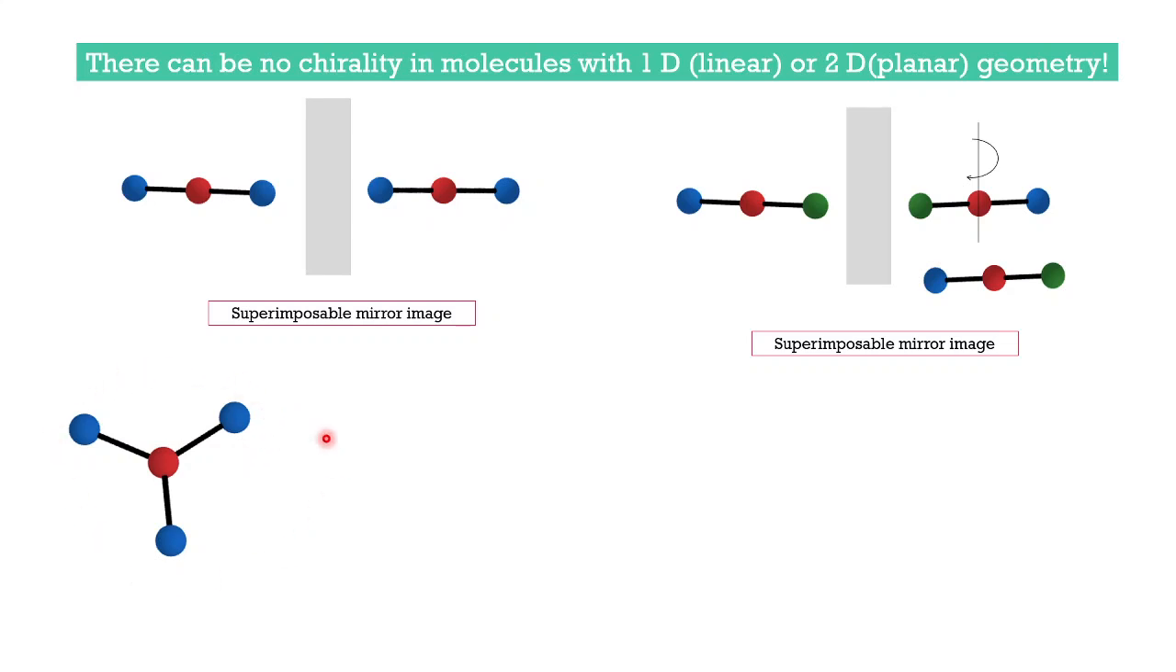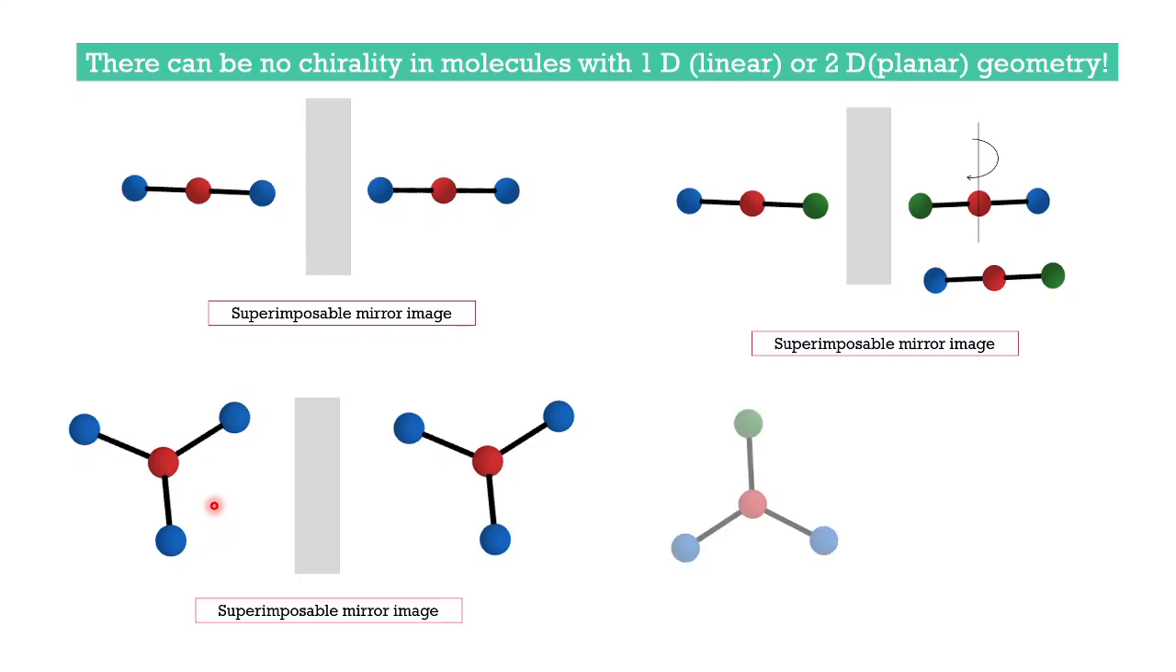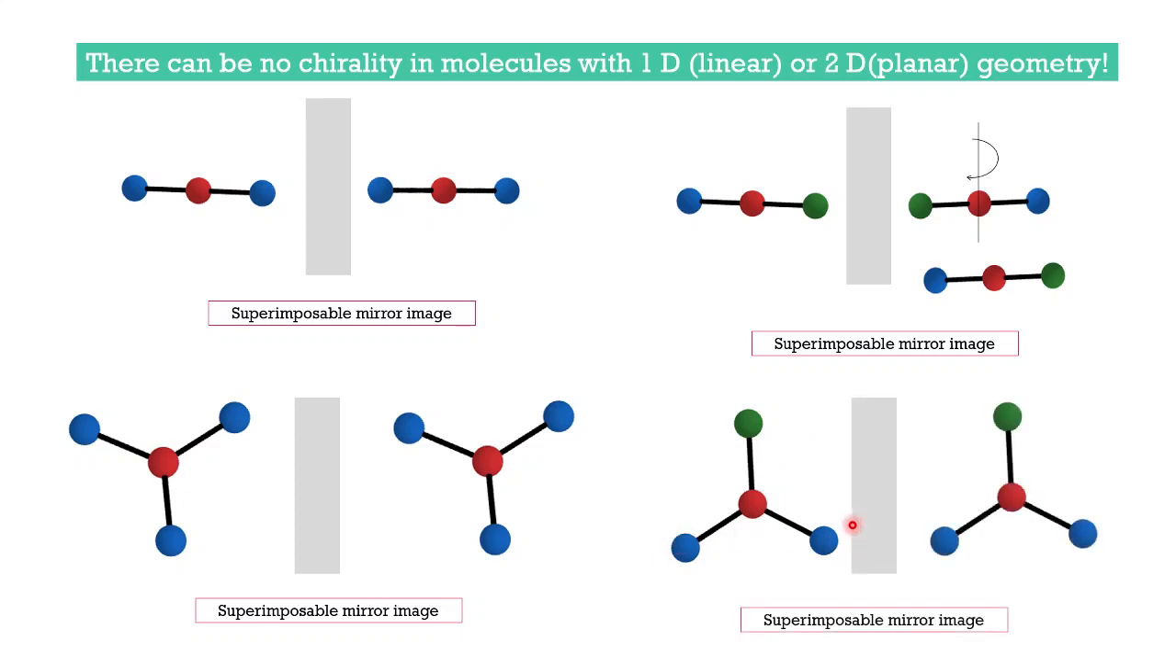So we have a trigonal planar geometry. Some molecules are trigonal planar. In that geometry, if you have all the attachments the same, then of course you won't get any chirality because the mirror image will definitely be superimposable. Suppose one of the attachments is different, like I've shown here, the green sphere is different from the blue sphere. And then you take the mirror image, then again you see that this is superimposable and this is not chiral.